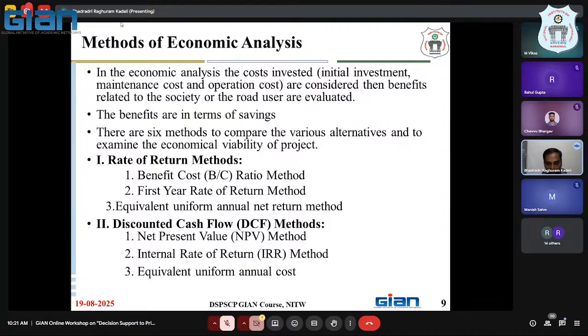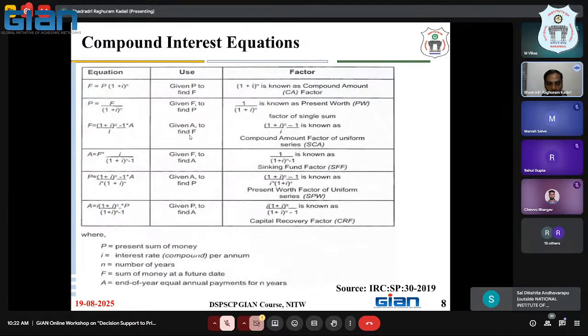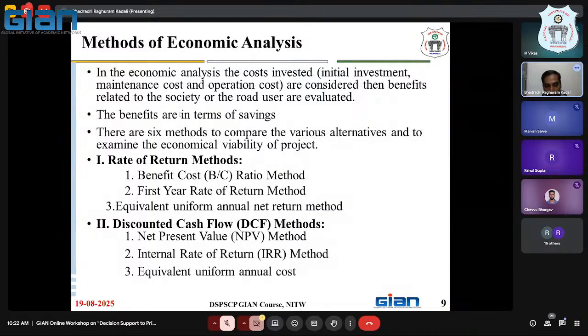There are different methods we have to understand. We have the rate of return methods, then the discounted cash flows. Corresponding to the rate of return or the discounted cash flows, we have several formulas respective to the discounting, or the rate at which you are getting returns from the project. In the rate of return, we have methods like the benefit cost ratio method, the first year rate of return method, and the equivalent uniform annual rate of return method. In the discounted methods, we have the net present value, internal rate of return, and the equivalent uniform annual cost.